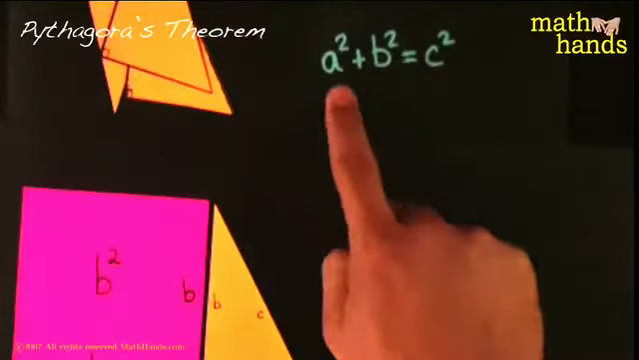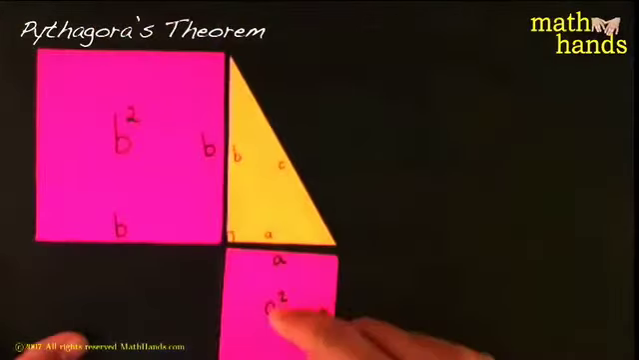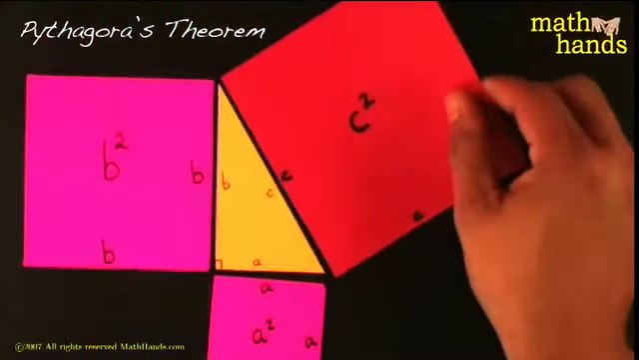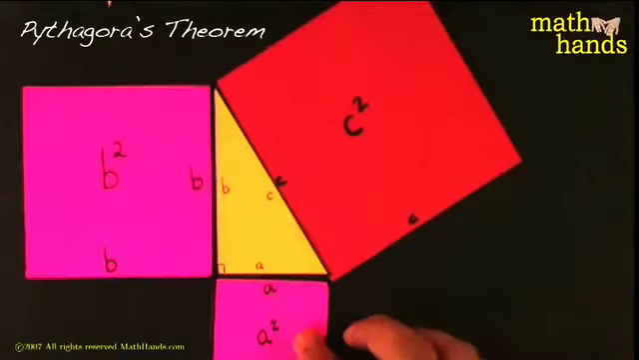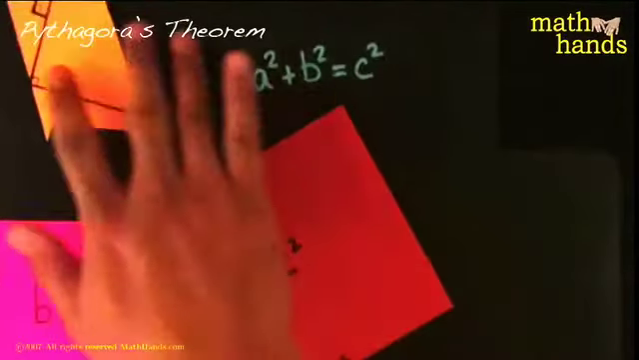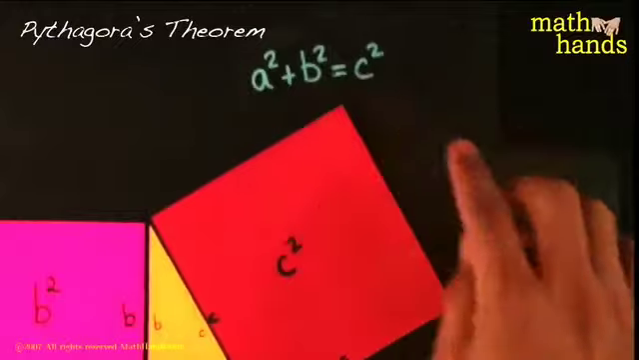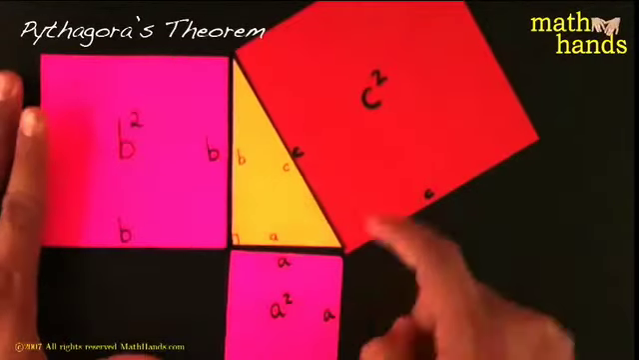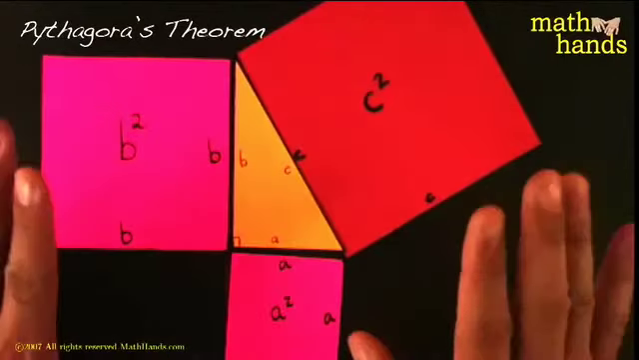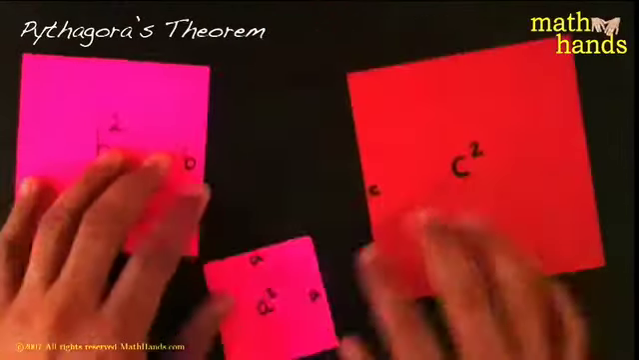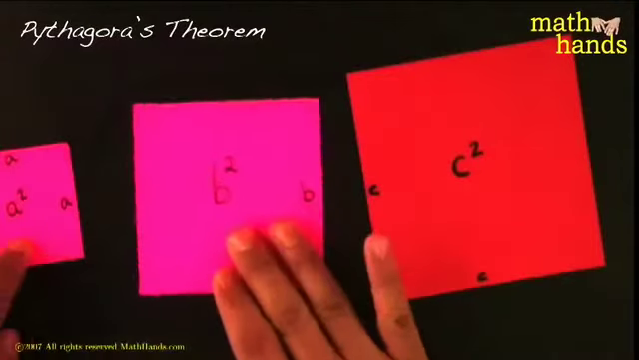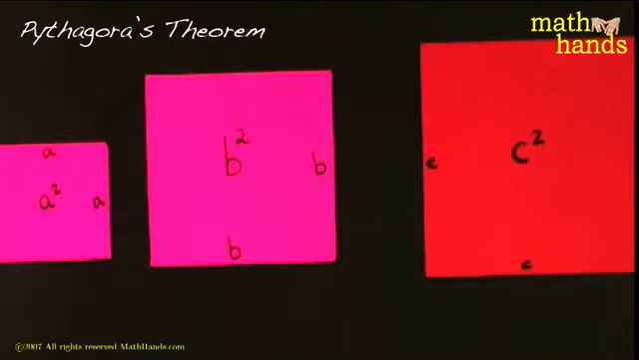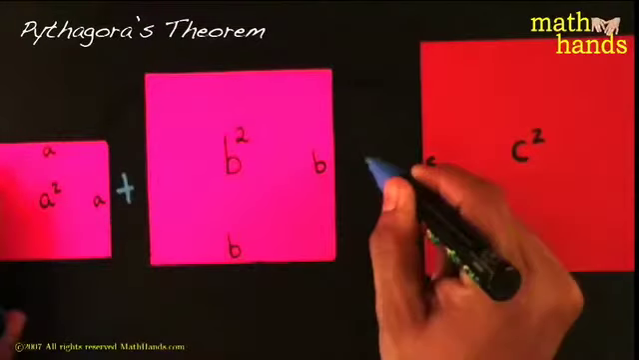What does it mean when people say A squared plus B squared equals C squared? It means that if you add these two areas, you get the same as C squared. So in other words, we're saying that the sum of these pink areas, the A squared plus the B squared, is the same as that. Let's look at that. We're saying that this guy plus that one is equal to that one.